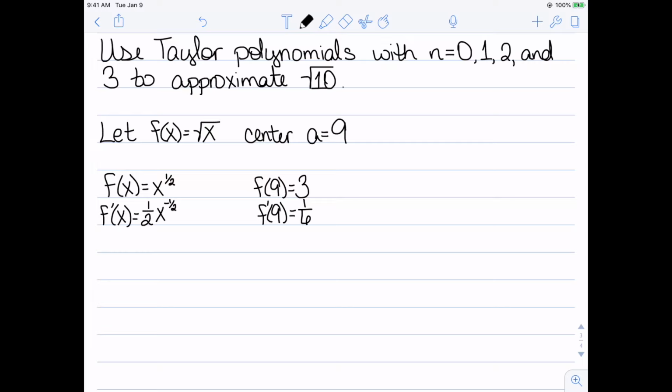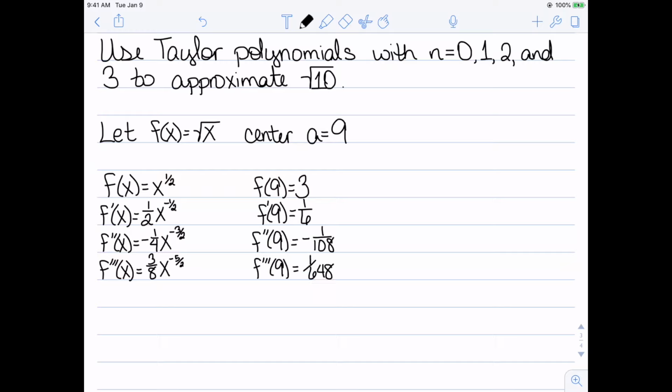We now need the second derivative, which is negative 1 over 4 times x to the minus 3 over 2. Evaluating that at 9 gives me negative 1 over 108. And finally, the third derivative is 3/8 times x to the negative 5 over 2, which is 1 over 648. And that's as far as we need to go with our derivatives since I want to consider n equal to 0, 1, 2, or 3.